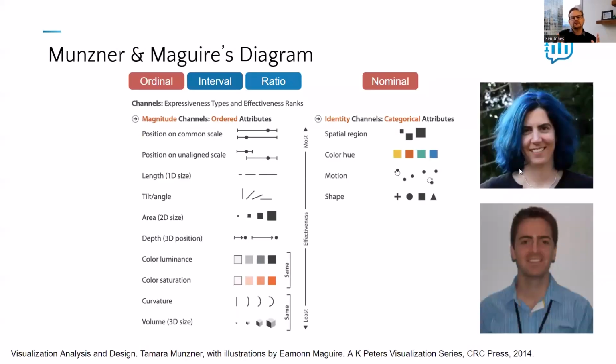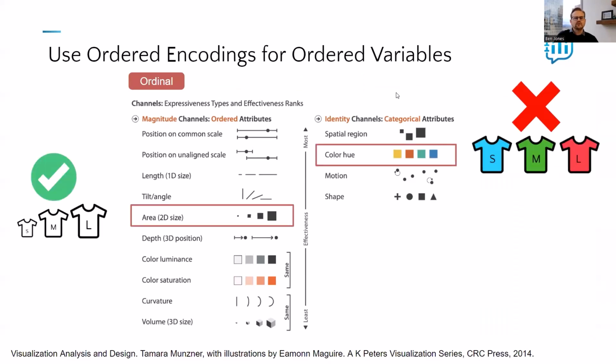I love this diagram by Munzner and Eamon McGuire in their book, Visualization Analysis and Design, that I referred to earlier. And they talk about this idea of expressiveness and effectiveness. The part of the diagram that captures expressiveness, which we just talked about, is that these encodings on the left all have one thing in common. They tend to express the idea of order, whereas the ones on the right don't. Okay, so that being said, let's go back to that original example.